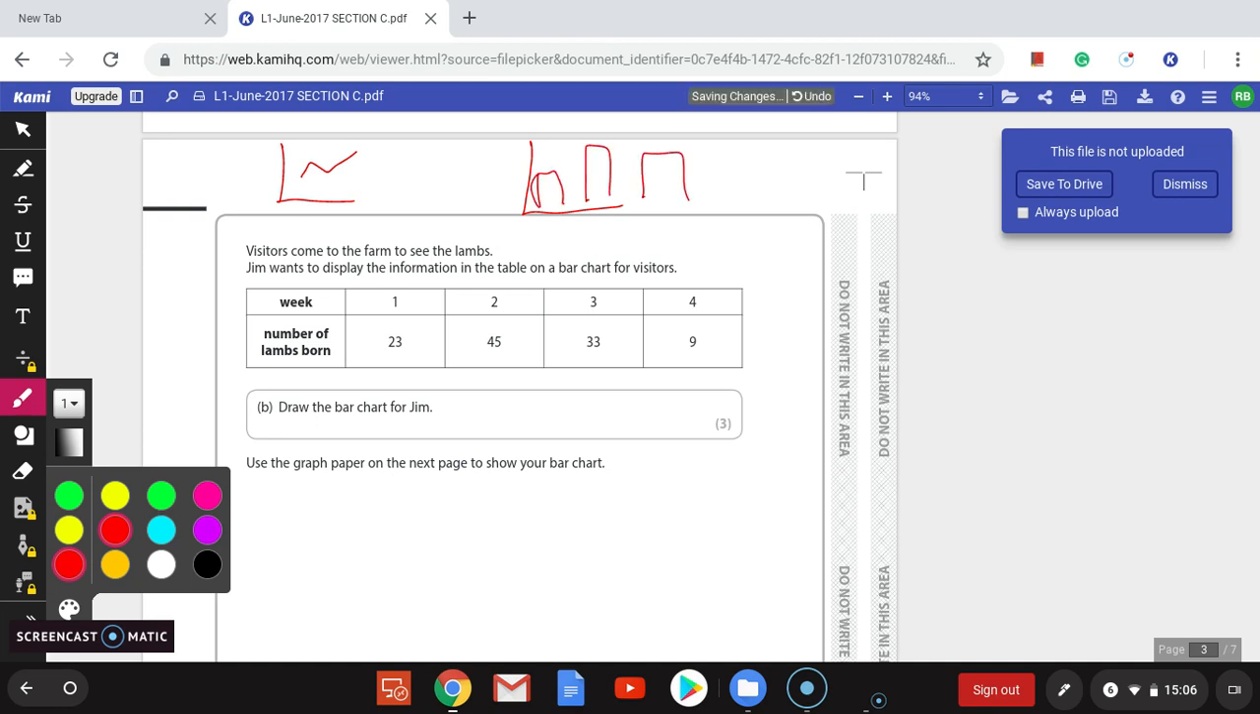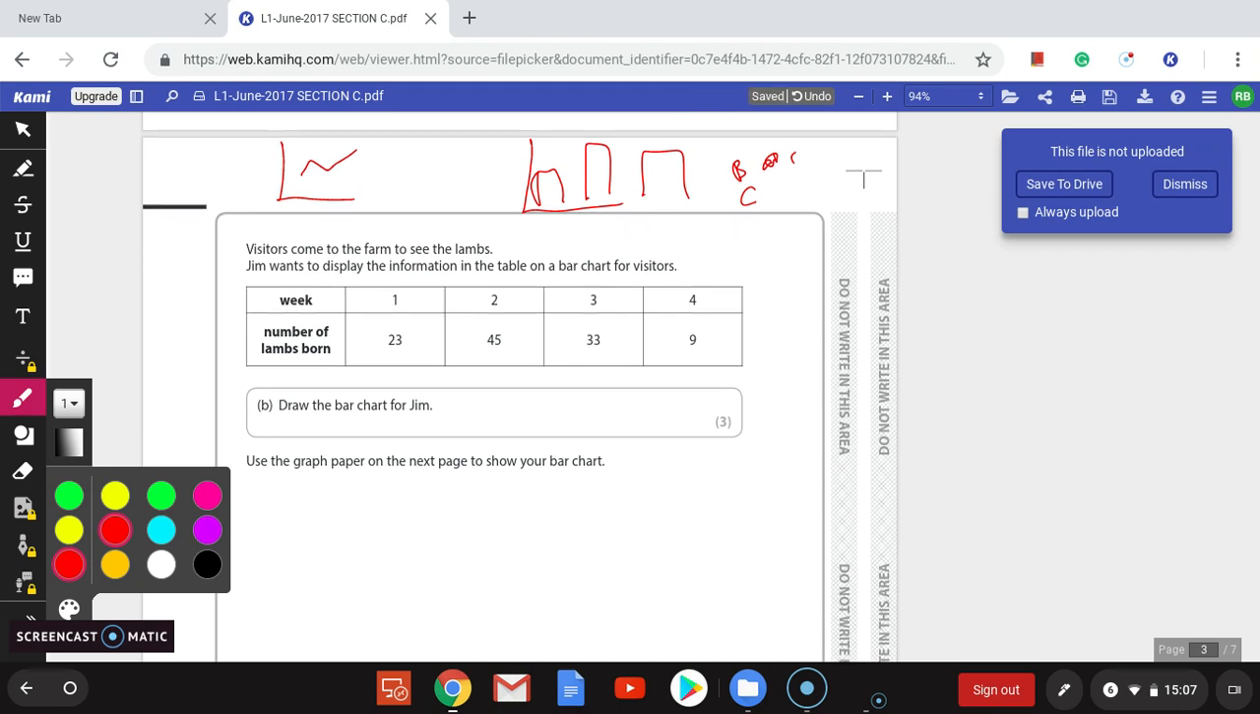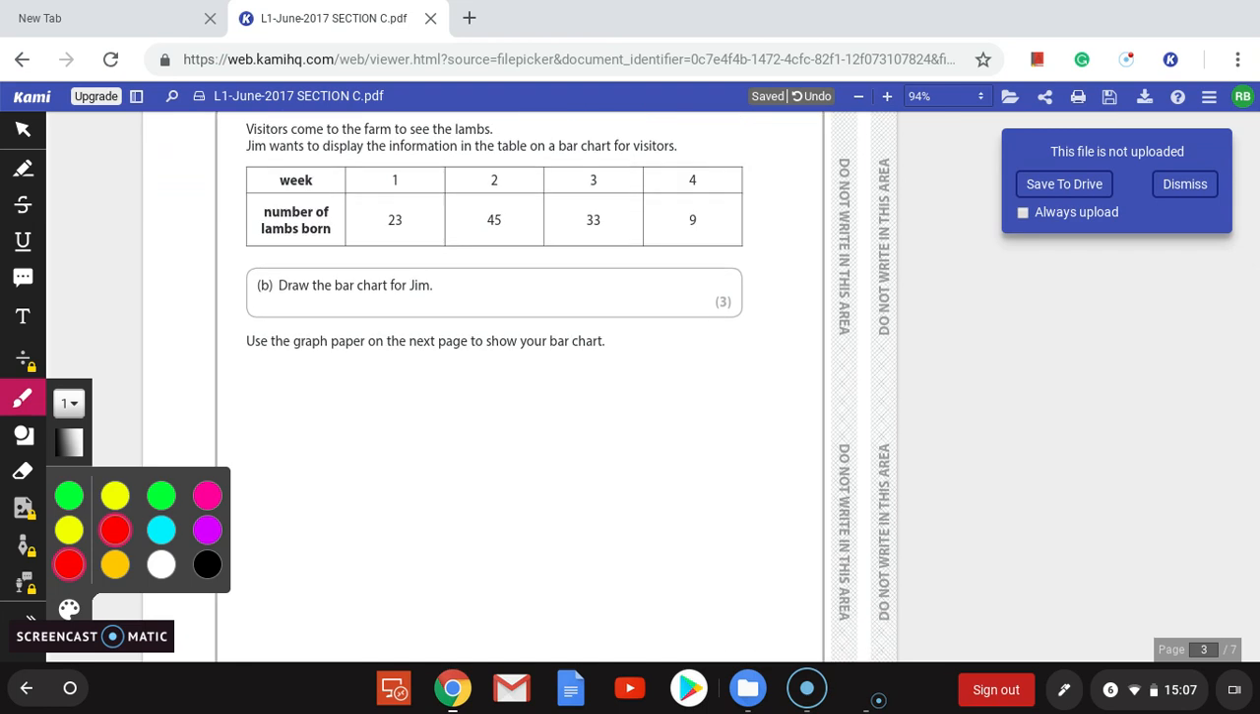The easiest way to explain it is you use line graphs for things you measure with an instrument, like temperature. Okay, a bar chart, which is this one, is for things you can count. So you can count them using your fingers, or you can count them on a calculator. They're whole numbers, usually whole numbers. Okay, in this case, we can count lambs born using our fingers.